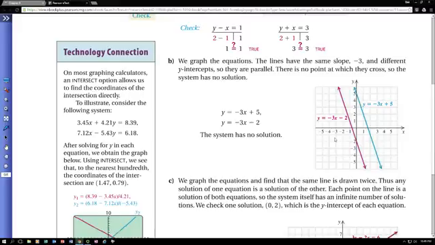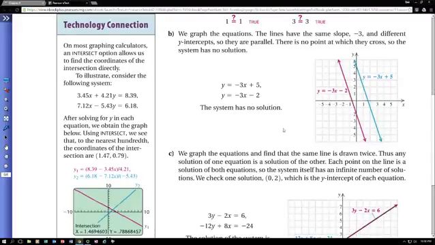I have parallel lines. Now what does a solution to a system mean? If I look at this, it's telling me that there are no ordered pairs on this red line that ever cross this blue line. So there's no intersection, so there are no values that will be a solution to both of these equations.